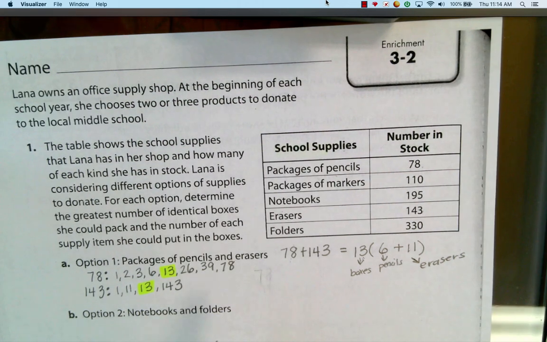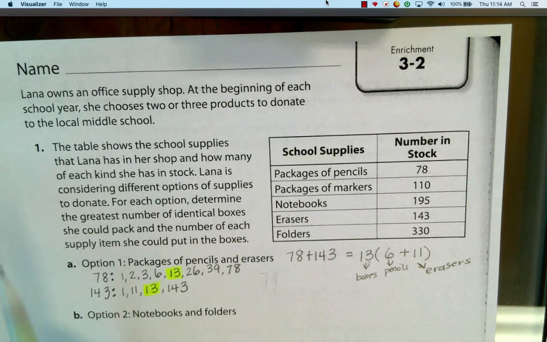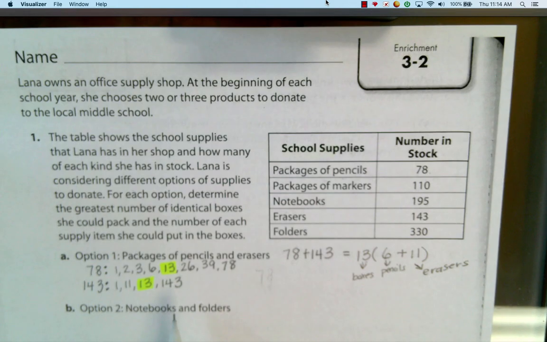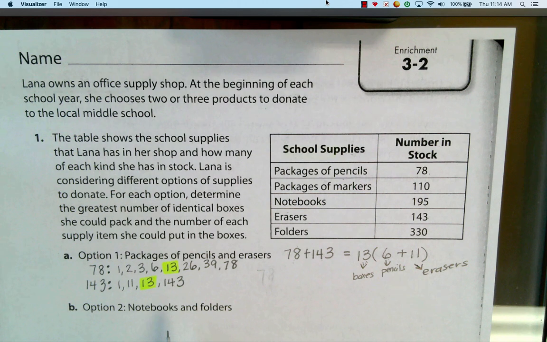All right. So, kind of rehashing on this. You have to make boxes that have the same number of each supply in them. So what she's saying, 78 pencils plus 143 erasers altogether, is the same thing as the greatest common factor times the sum of those factors. So what you're going to do down here is find the greatest common factor of both of these whole numbers. That tells you how many boxes you're going to be making.